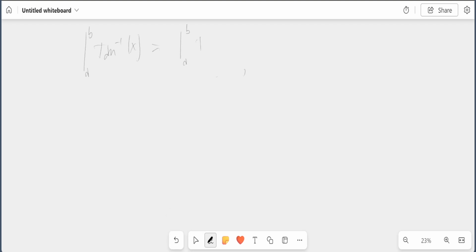Be a tangent inverse 1 over x is equal to cotangent inverse x from b to a. Okay. So we want to prove that tangent inverse b minus tangent inverse a is equal to tangent inverse 1 over b minus tangent inverse 1 over a. And I'll just tackle this for now. I'll get to that later.